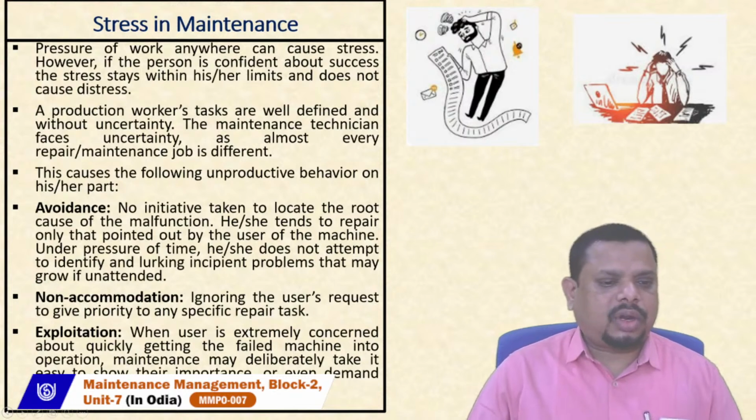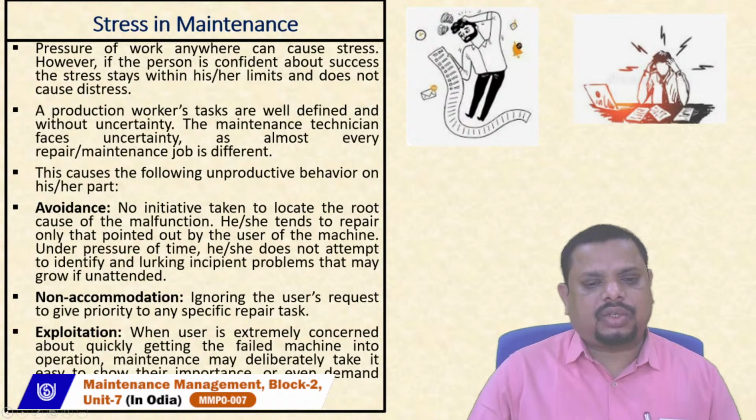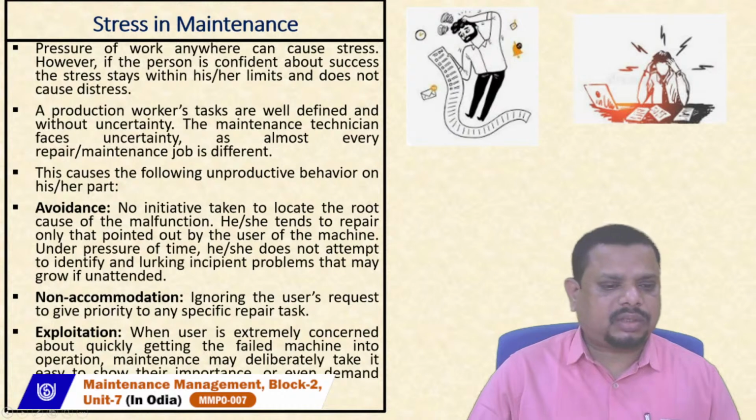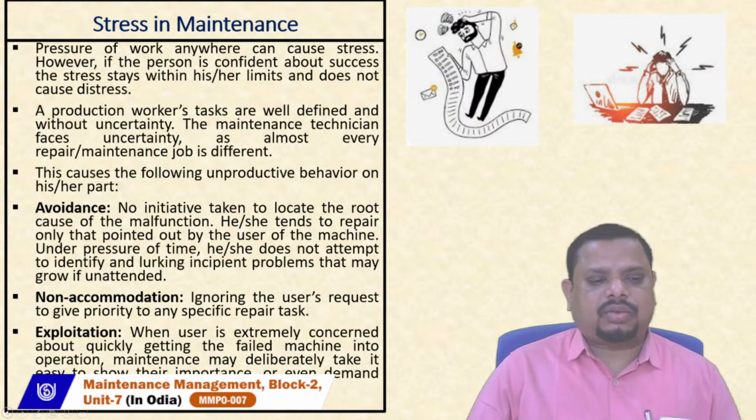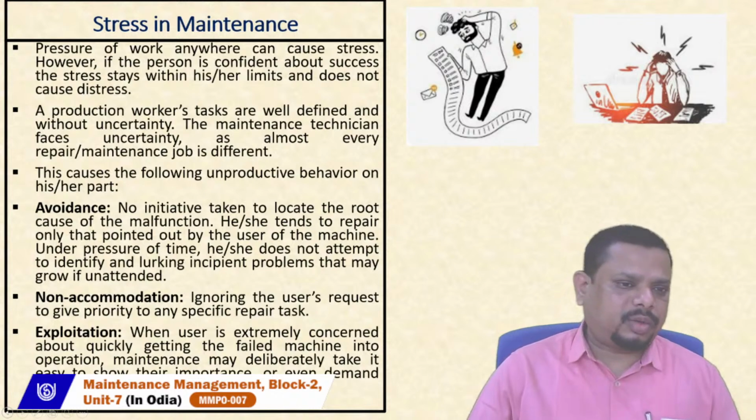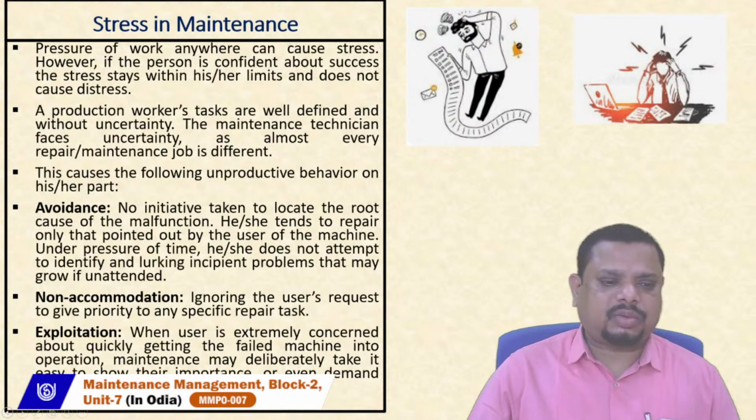The next one is non-accommodation. So ignoring the user's request to give priority to specific repair tasks. Non-accommodation means they don't provide any kind of seating arrangement for fixing the machines. They do not provide any space to go for specific repair tasks, or they are simply ignoring the users' priorities. So these also happen between production workers as well as maintenance workers.